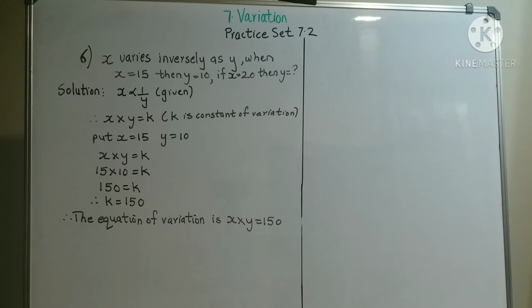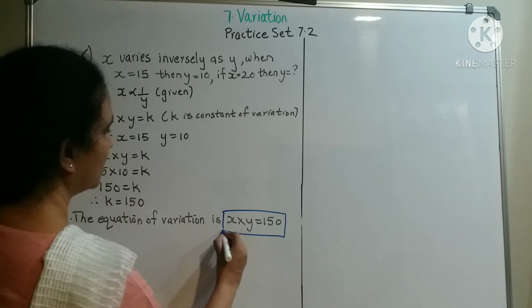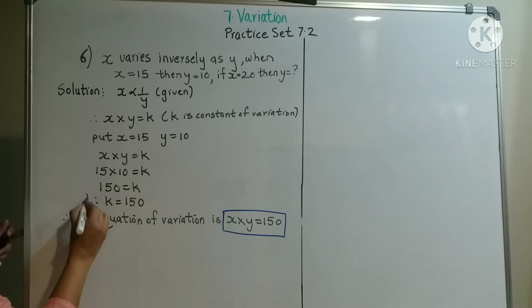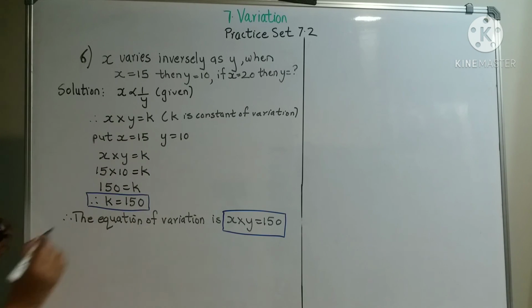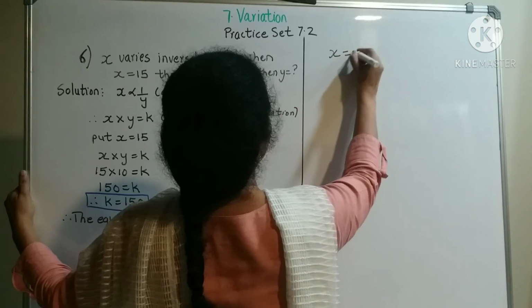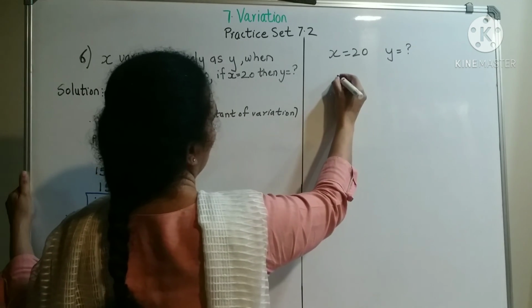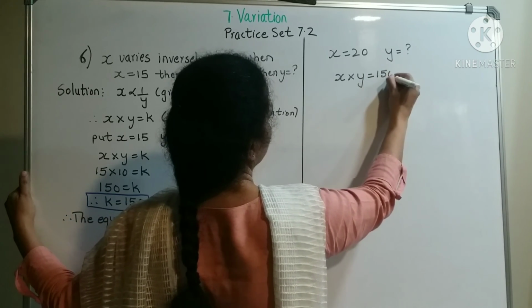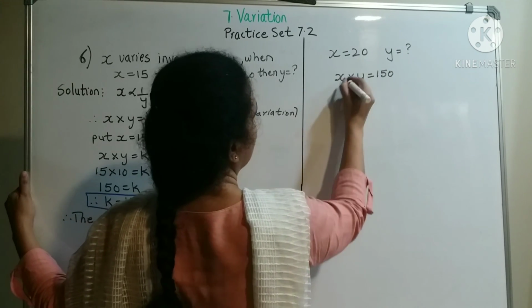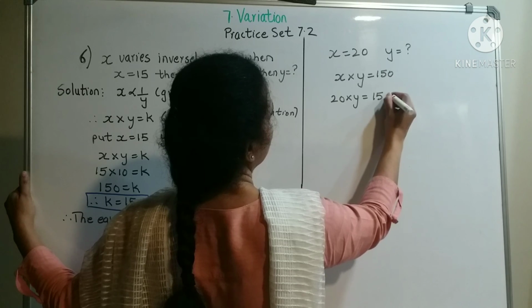Now, this is the equation of variation. We are going to use this equation of variation and find out the value of y. This is the constant k. x is given to us as 20. y we are going to find out. Write the equation of variation: x into y is equal to 150. x is 20. So write down that value over here. 20 into y is equal to 150.